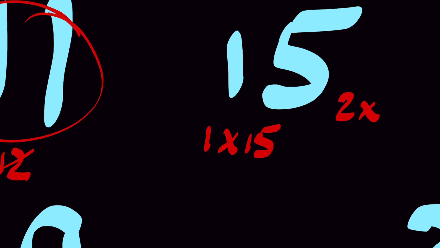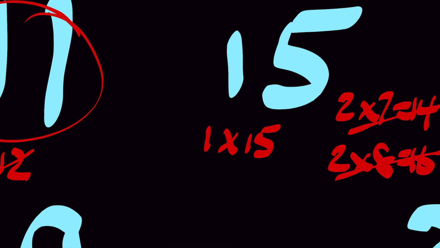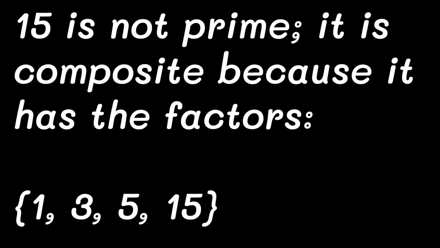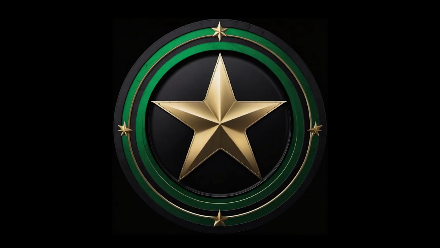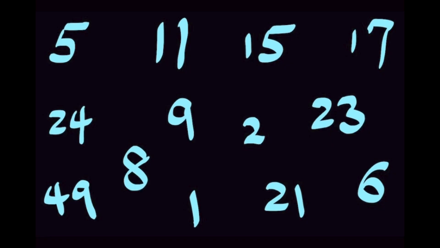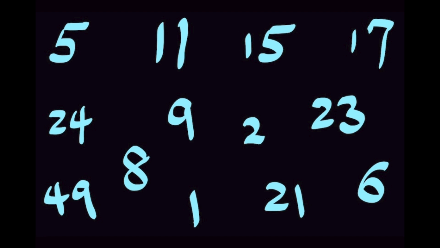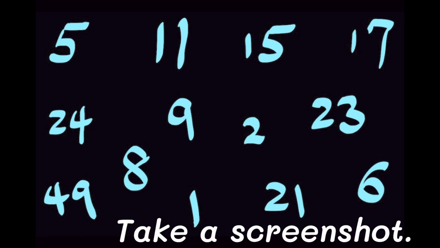15. 1 times 15. 2 times 7. 2 times 8. So that's not it. So let's try 3. 3 times 5 is 15. Hold up there. That means that I've got 4 factors that equal 15. So clearly 15 is not a prime number. It's composite. I want you to go ahead and pause, take a screenshot of the number sort, list all the factors for each number, circle the ones that are prime, and then come on back and see if we've got the same answer.